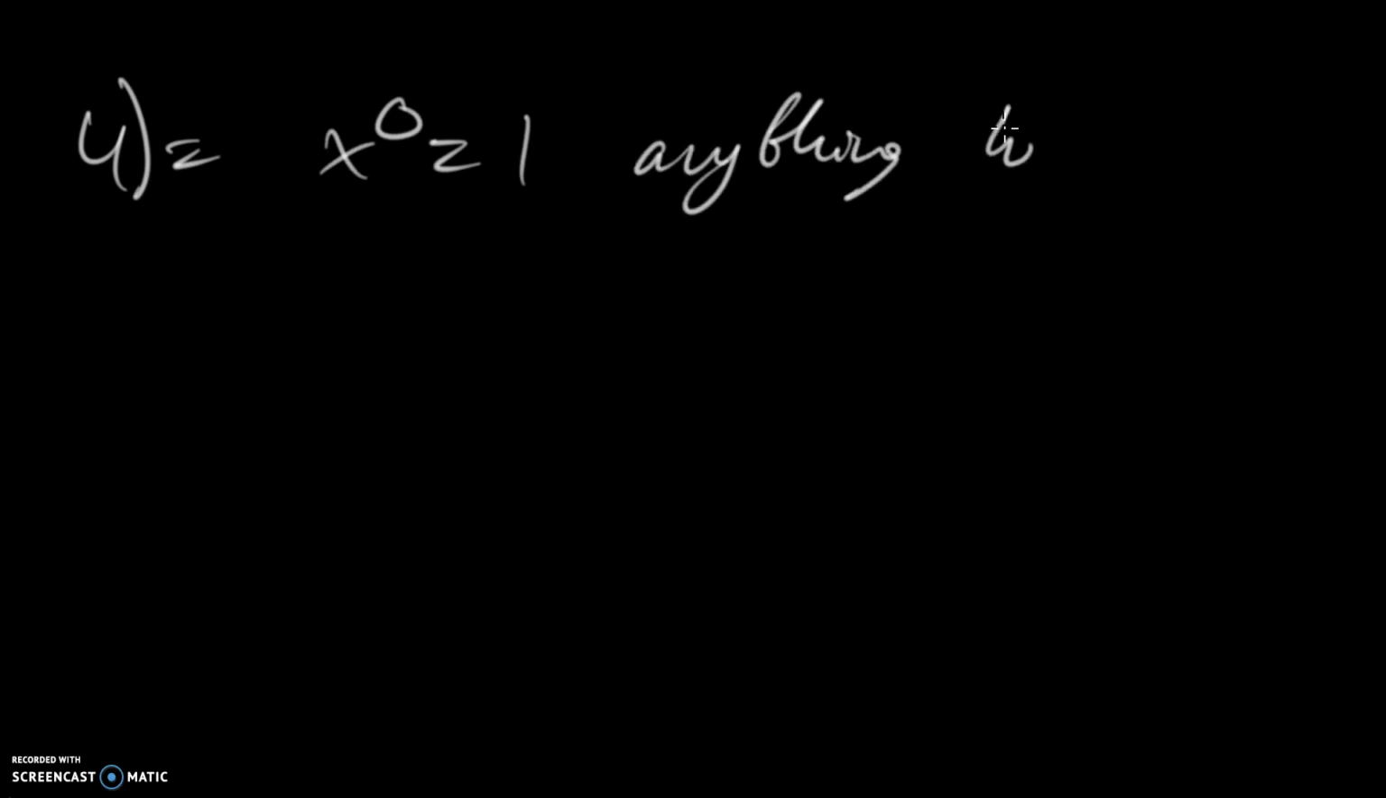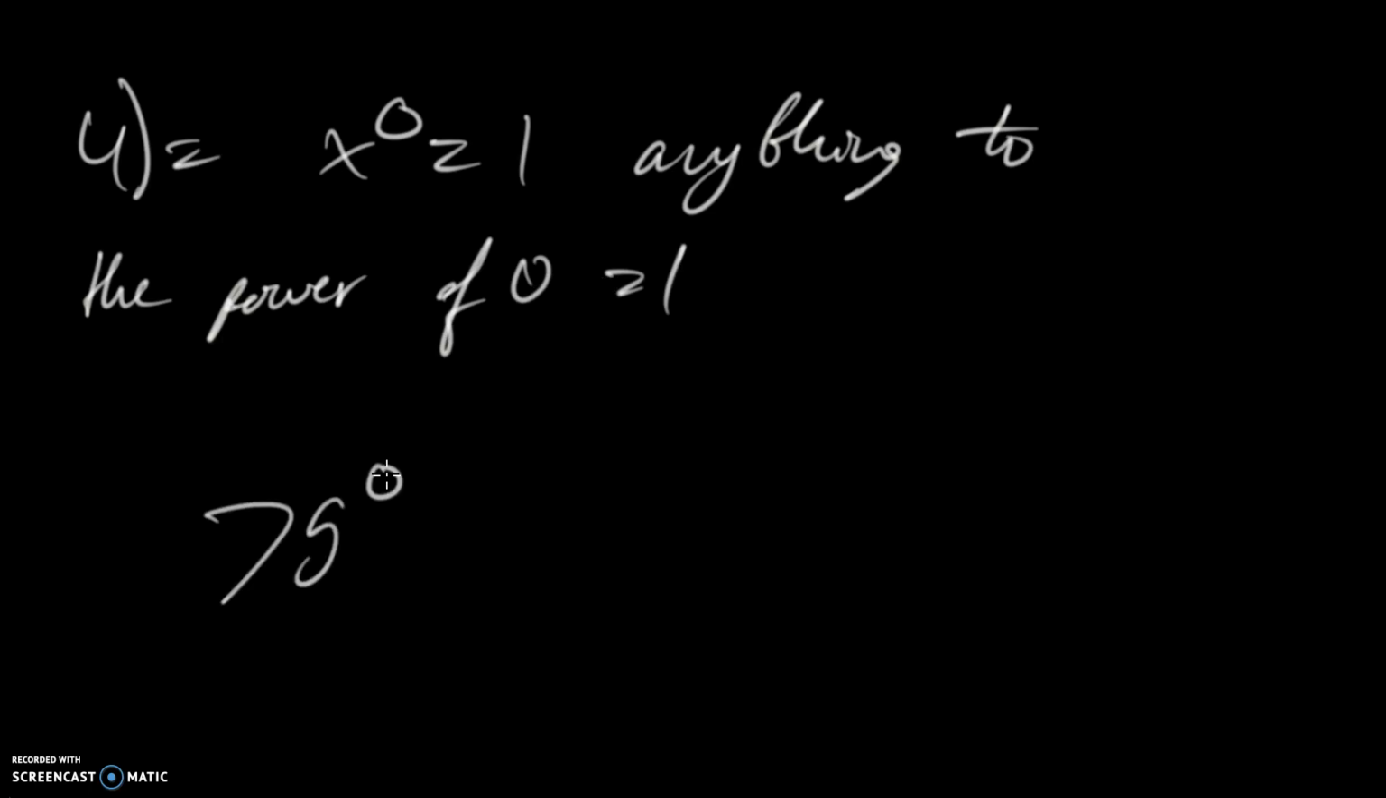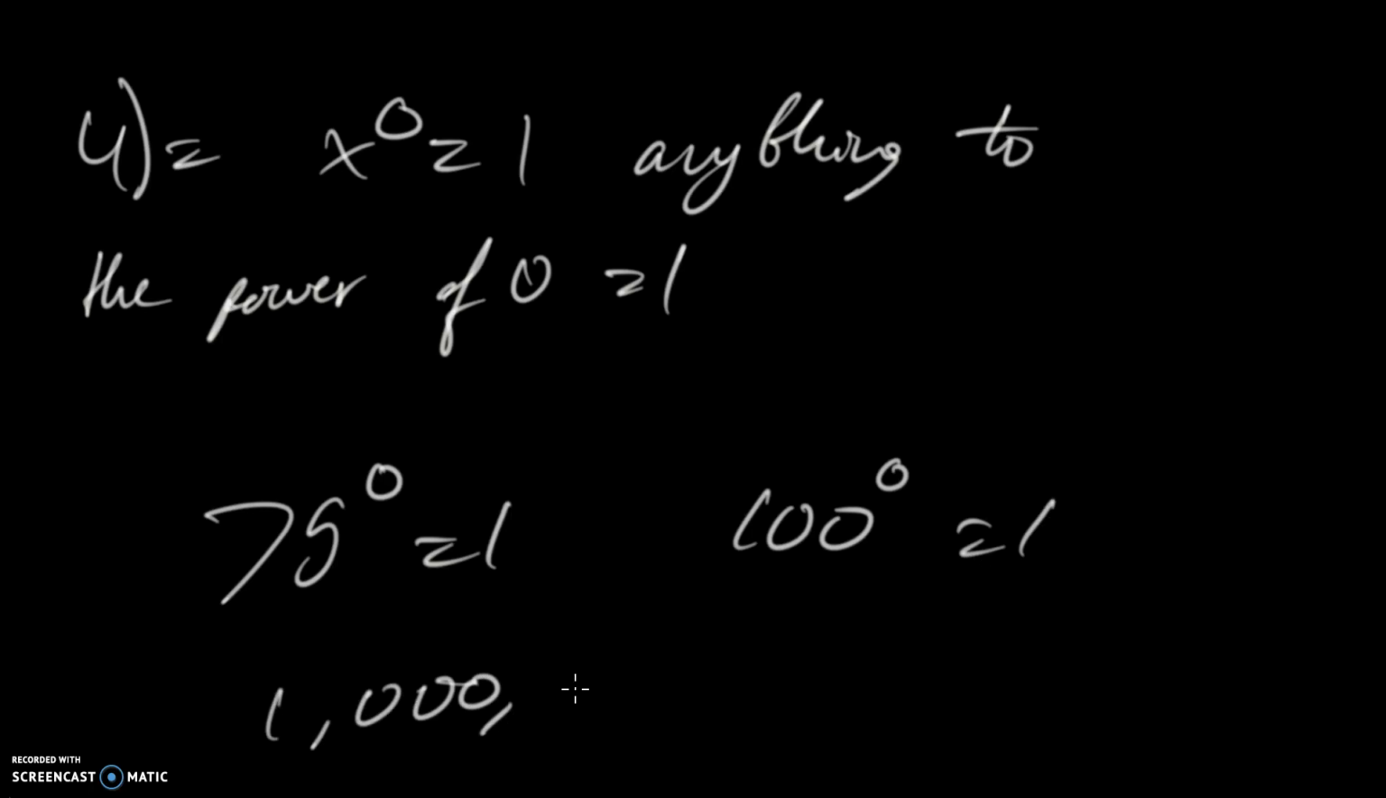Rule number 4: x to the power of 0 equals 1. So anything to the power of 0 is 1. Let's say we have 75 to the power of 0, that would still be 1. Let's say we have 100 to the power of 0, that would still be 1. 1 million to the power of 0, still 1. So anything to the power of 0 is just 1.